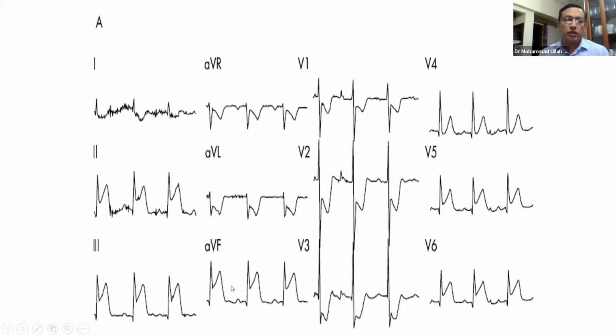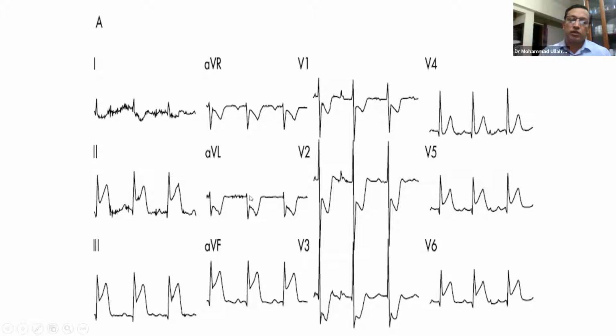So what could be the possible lesion? What could be the culprit artery? If you look at lead 3 and lead 2, the ST elevation is definitely more in lead 3 than lead 2. That means most likely this is a right coronary artery lesion. If you look at the aVL, there is ST depression, which is an indication of right coronary artery lesion.